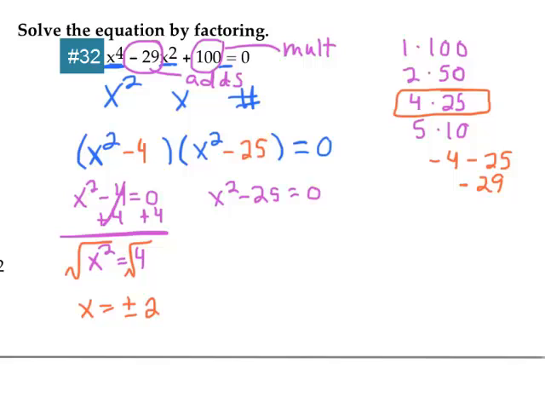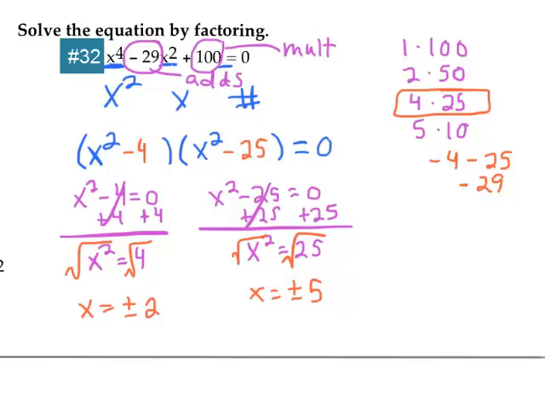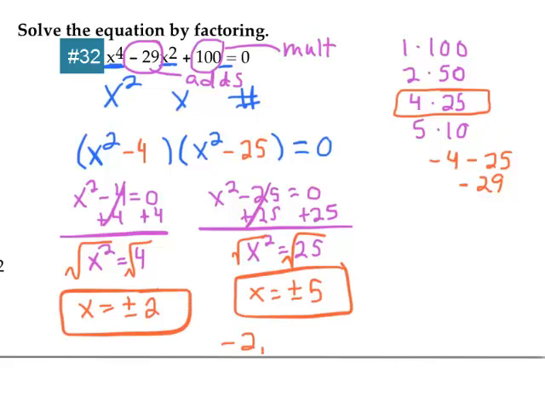On this other one, I add 25 to each side. I get x squared equals 25. Square root, x equals plus or minus 5. So I've got 4 answers here really, because I have negative 2, 2, negative 5, and 5. And this is to the 4th power, so we should get 4 answers like that. So that's nifty.